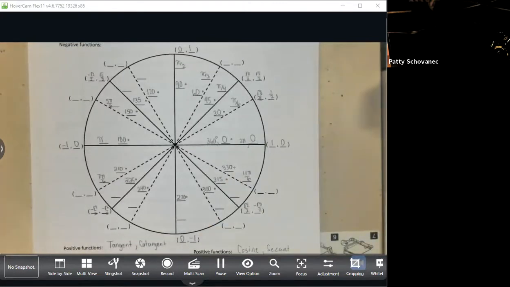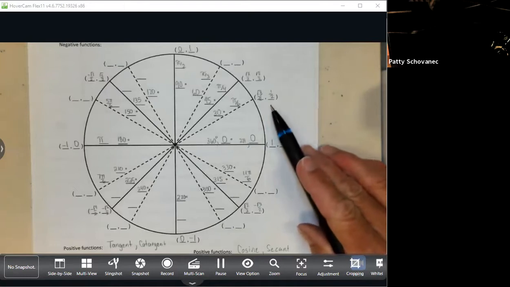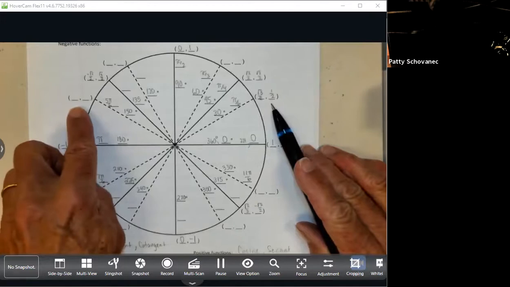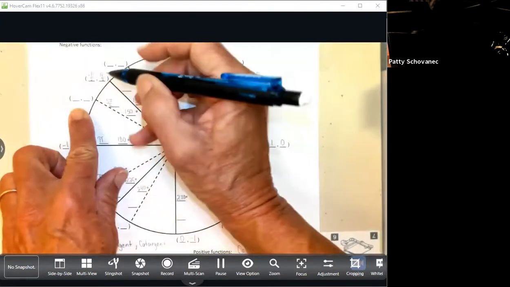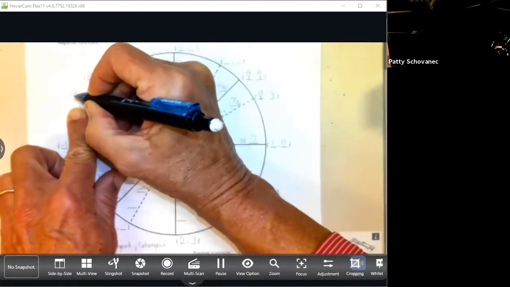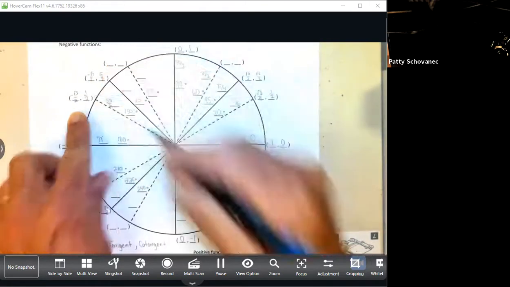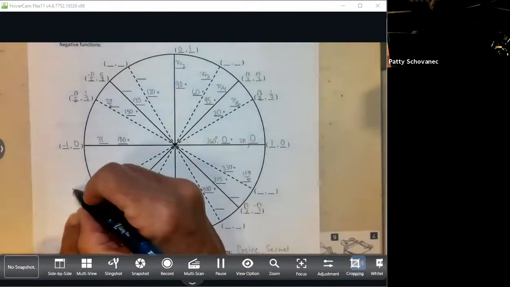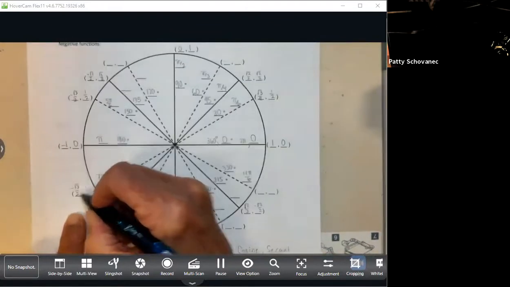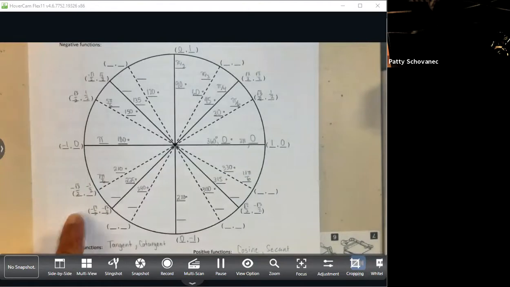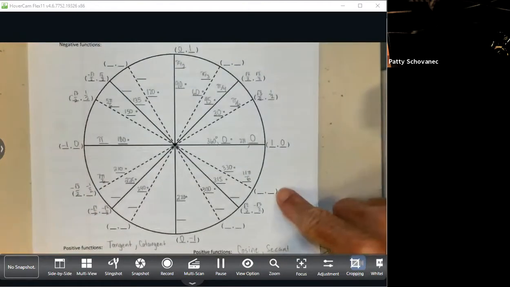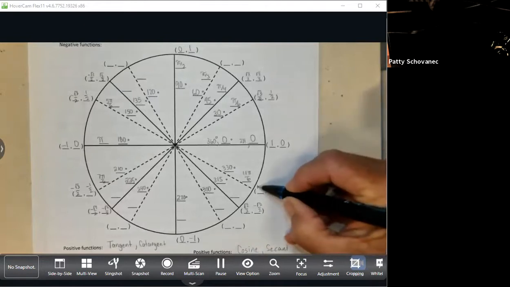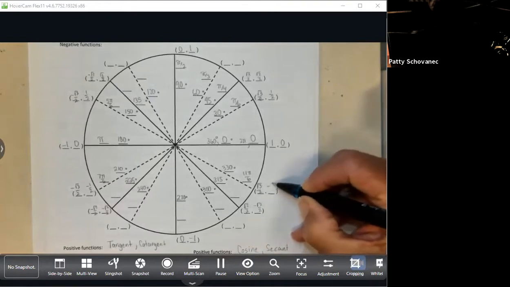All right, so we got all the pi over 6s. Every one of them has to be this ordered pair. And in quadrant 2, x is negative, y is positive. So negative square root of 3 over 2, 1/2. Our next pi over 6 is here. Both x and y are negative. Negative square root of 3 over 2, negative 1/2. And then the pi over 6 here in quadrant 4 has x positive, y negative.